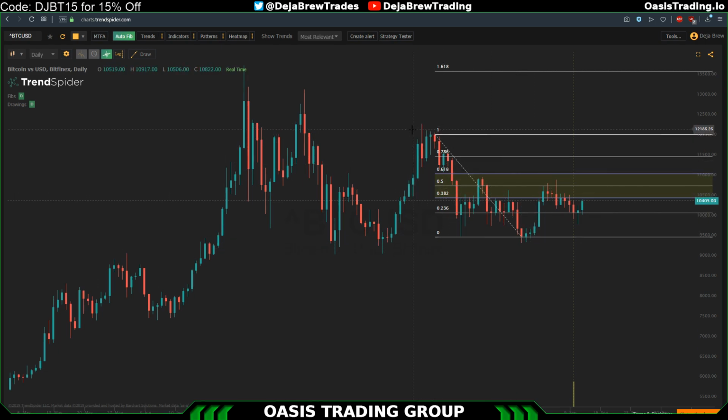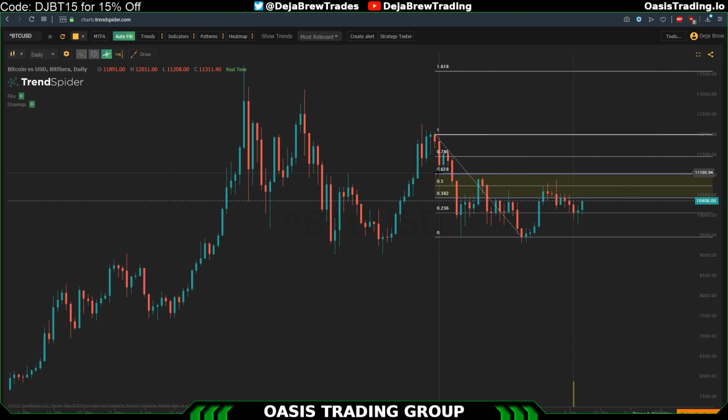Since this is a downward move, you're going to be looking at a sell zone. If it's an upward move, you're going to be looking at a buy zone. My tip on how to use Fibonacci is that there's a sweet spot, the golden pocket. The golden Fibonacci is the 0.618. That is the golden ratio.